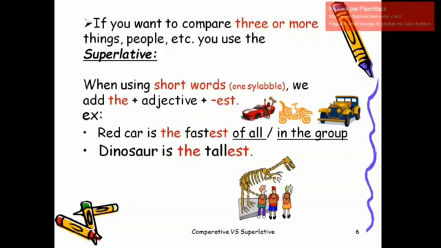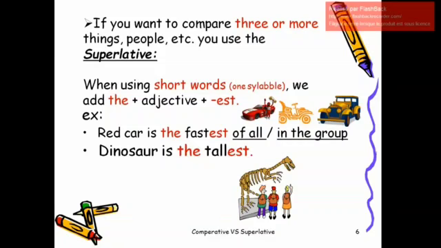If we want to compare 3 or more things, not 2 things, or 3 people or more than 3 people, etc., you use the superlative adjectives. When using short adjectives means one syllable, we add the plus adjective plus est. Example, red car is the fastest of all, or red car is the fastest in the group, as you see here.